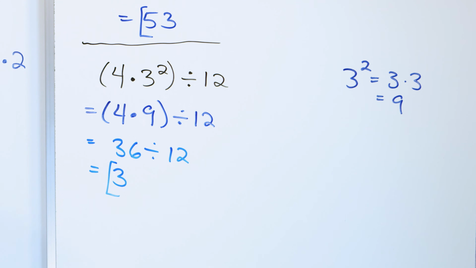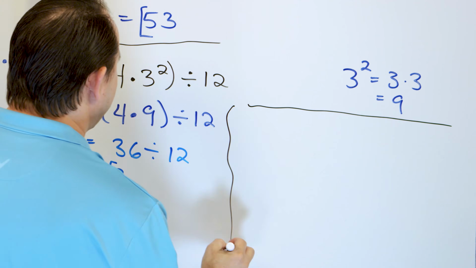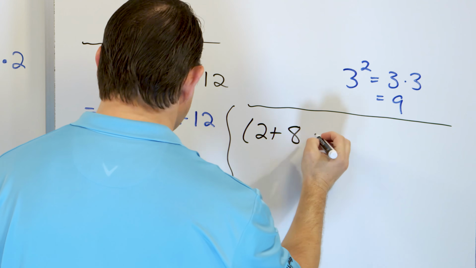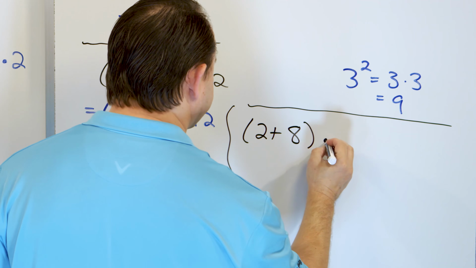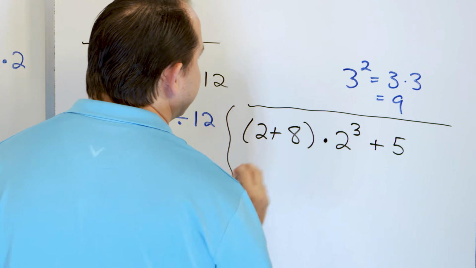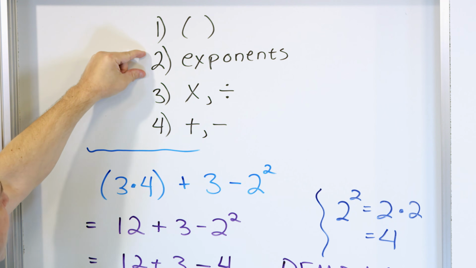Excellent. All right, let's move right along. We'll cram our next little one right over here. What is parentheses 2 plus 8, and then we'll close parentheses, multiply by 2 to the 3rd power plus 5. So the first thing we do, again, check for any parentheses and after that, any exponent.